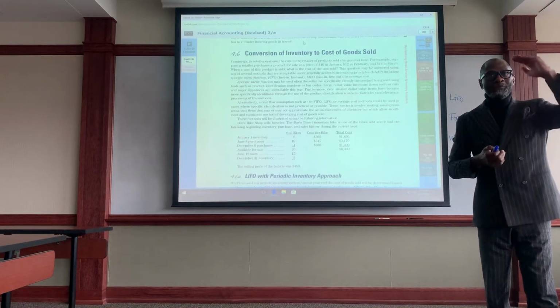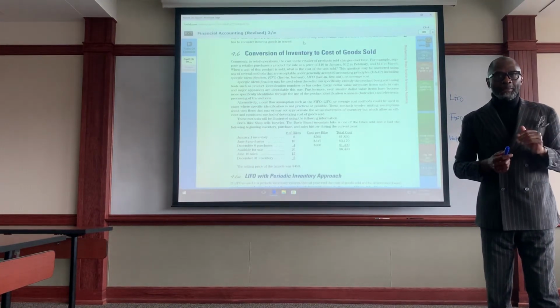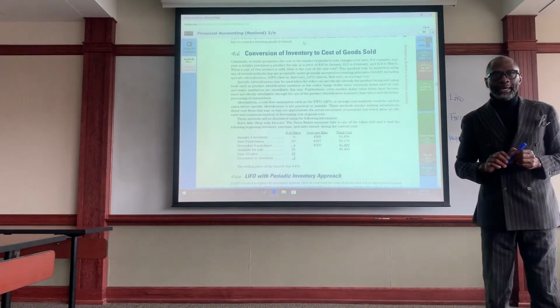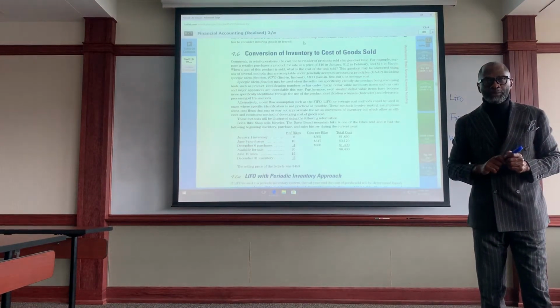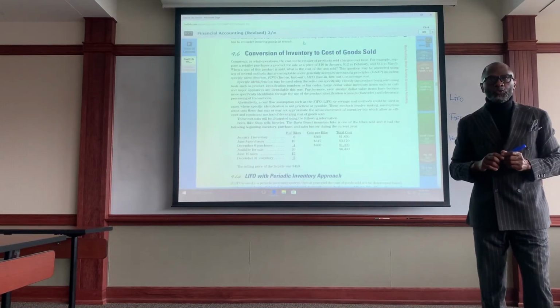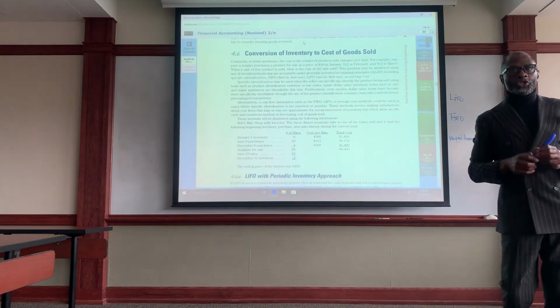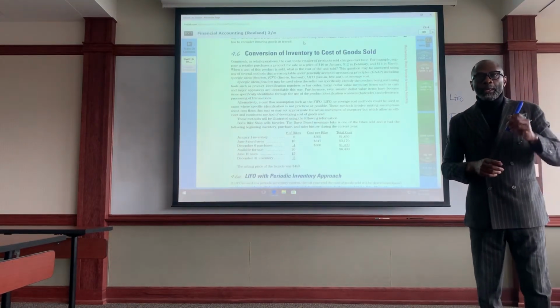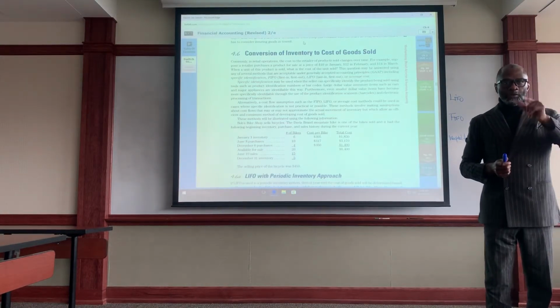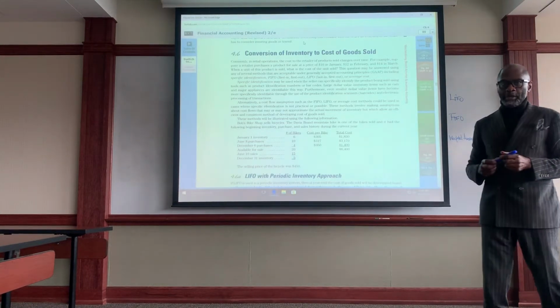FIFO means first in comes out first. That means the first items in your layers of inventory come out first. The first items in your layer of inventory are used first for determining cost of goods sold. Then we have the weighted average, which is the weighted average cost of inventory. We're going to discuss all three of these.